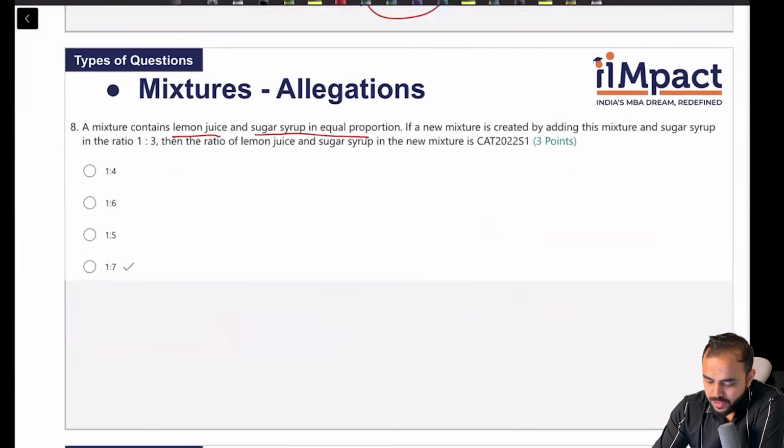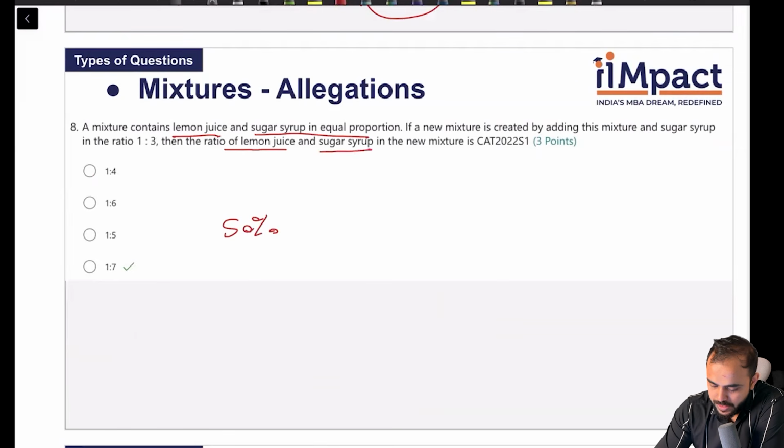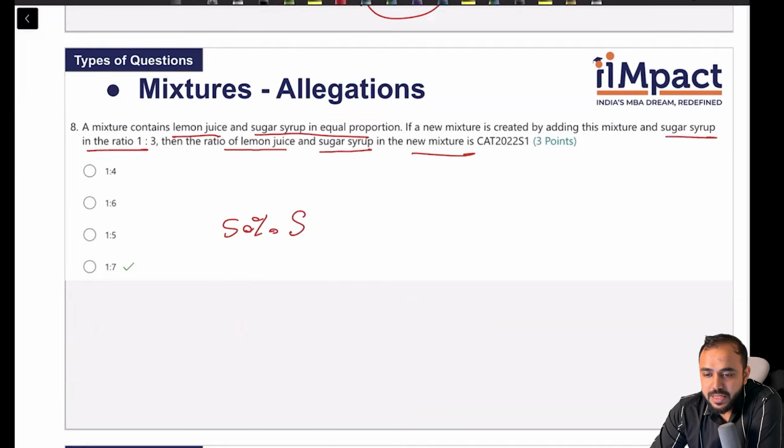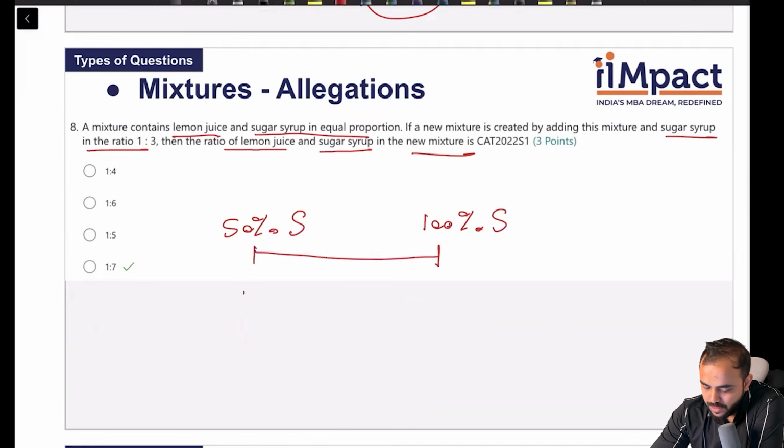Lemon juice and sugar syrup in equal proportion. So you have 50% of what, let's see, it is the same thing. They're asking us for the ratio of lemon to sugar in the new mixture. So let's say this is 50% lemon solution. A new mixture is created by adding this mixture and sugar syrup in the ratio of 1 is to 3. All right. So let's instead use sugar here, 50% sugar, because the mixture that I'm making is with sugar. So let's say you have 100% sugar solution. I'm mixing these two in 1 is to 3 ratio.